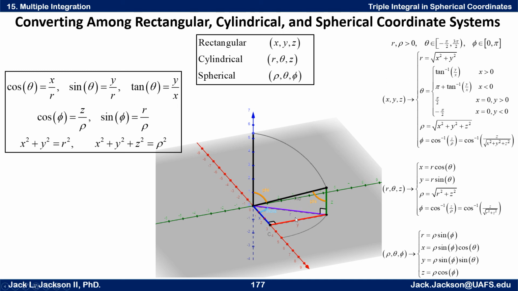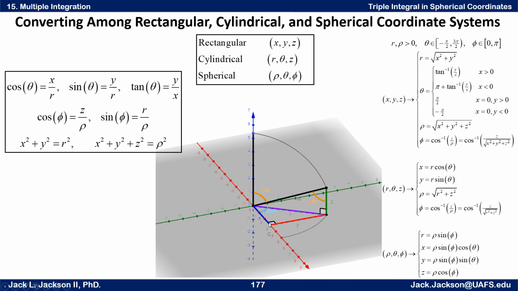So for example, again, the Pythagorean Theorem, r squared plus z squared equals rho squared. And then x squared plus y squared equals r squared gives you these two equations at the bottom here. From the little triangle on the floor, cosine theta is x over r, sine theta is y over r, tangent theta is y over x. Now from this triangle here that's standing up, we get cosine of phi is z over rho, and sine of phi is r over rho.